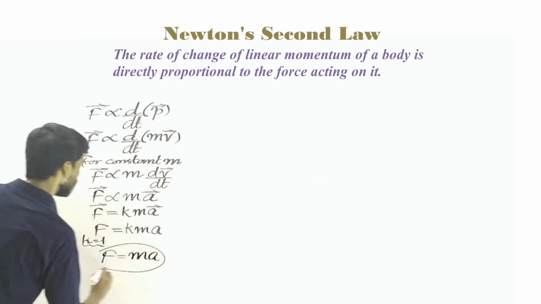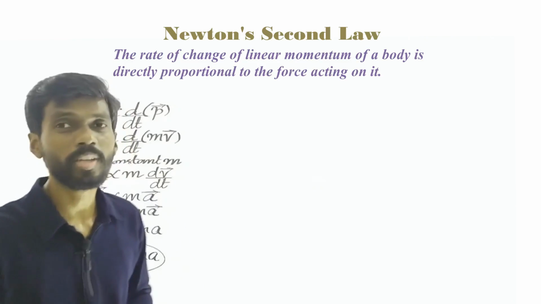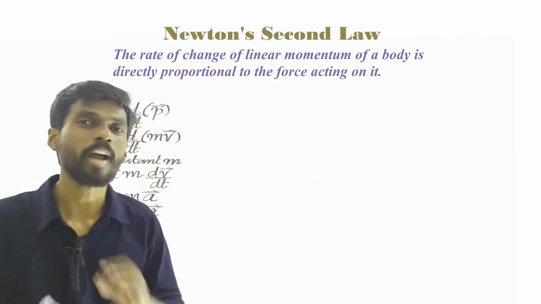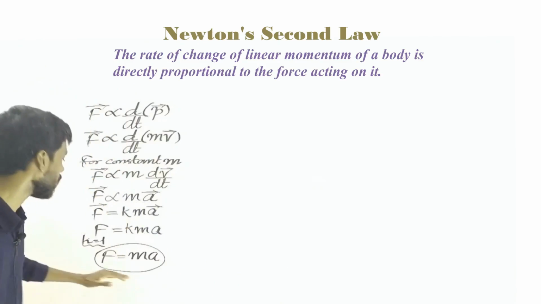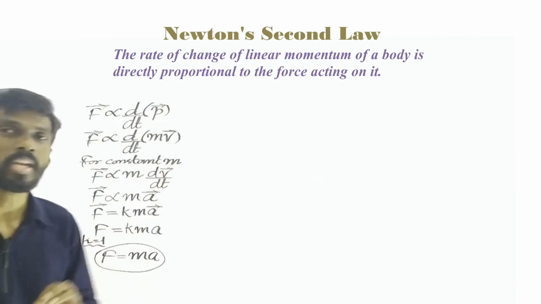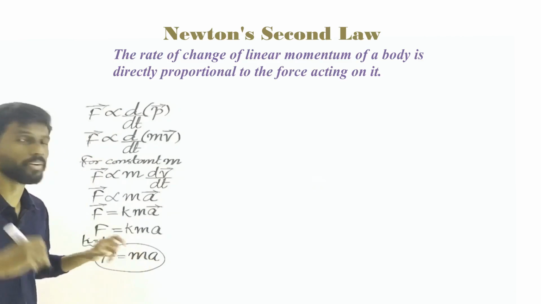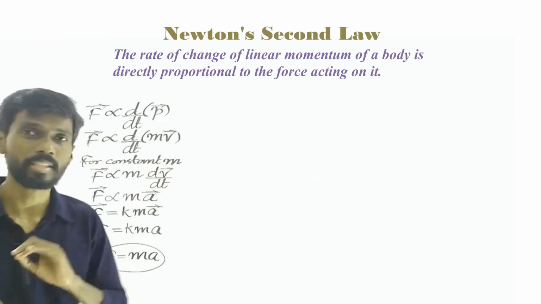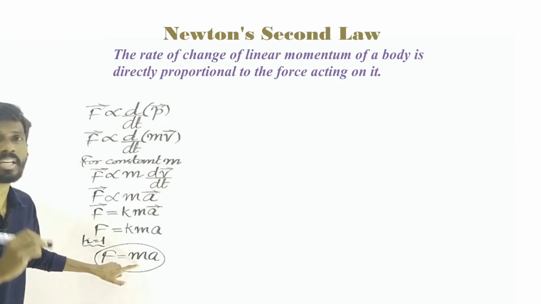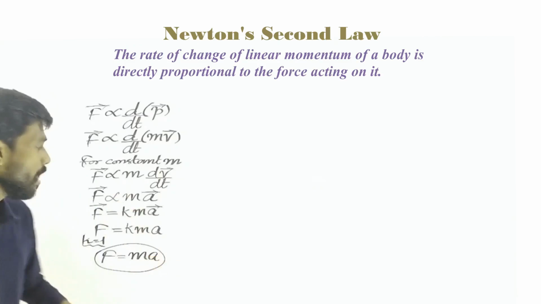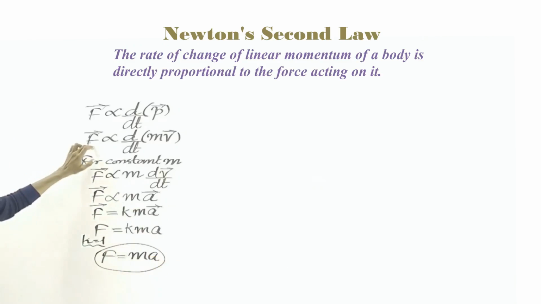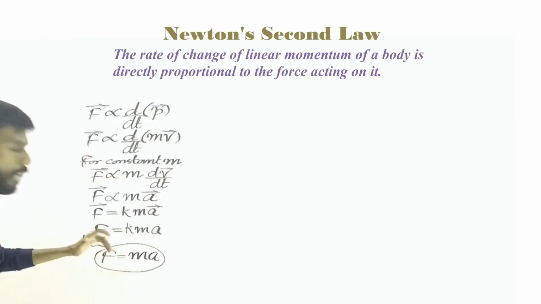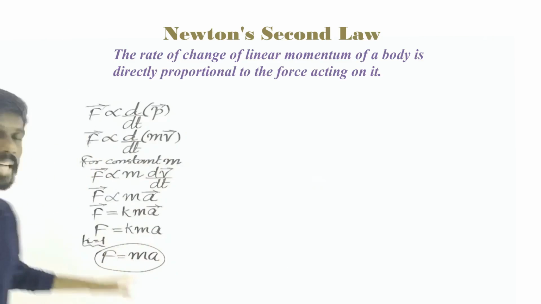So this is the important form of Newton's second law, because this is the single most important formula in this chapter. Almost for all the questions we are going to use this idea: force equals mass times acceleration. If you know force, you can find the acceleration, or from acceleration we can find the force. But remember, m is a constant here. The mass of the object is constant. If the mass is constant, you have to use only this relation. So that is Newton's second law, force equals mass times acceleration, the rate of change of linear momentum.